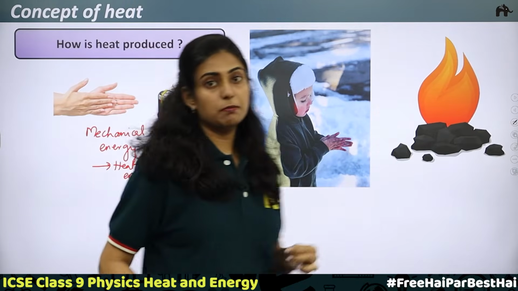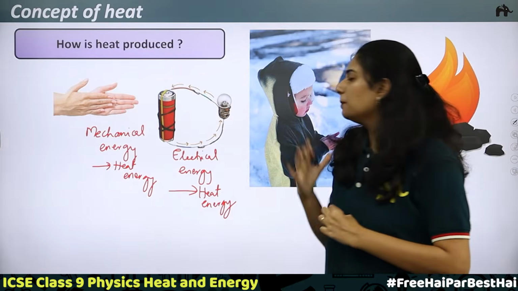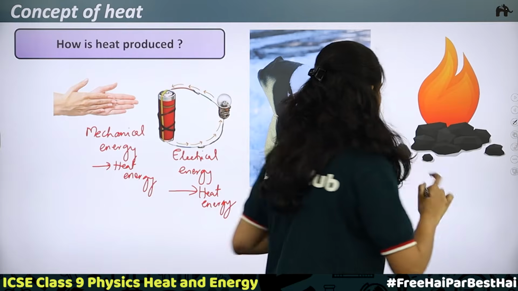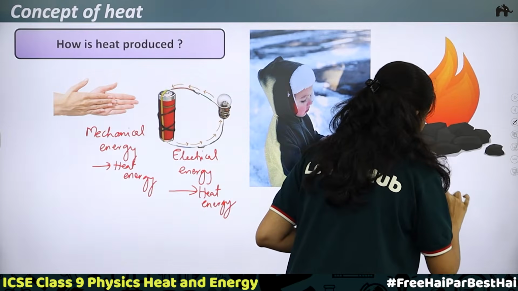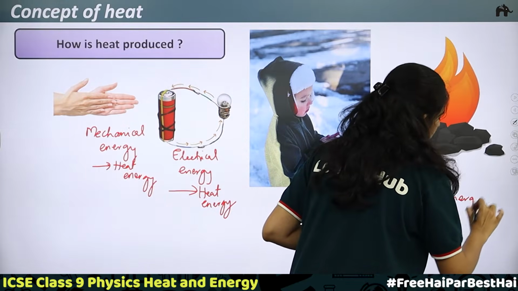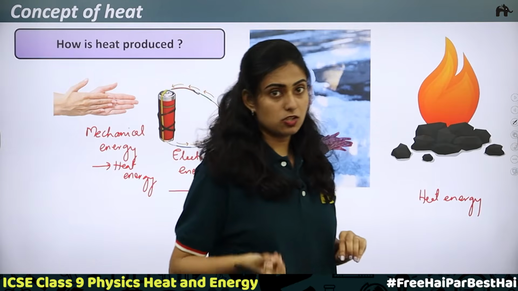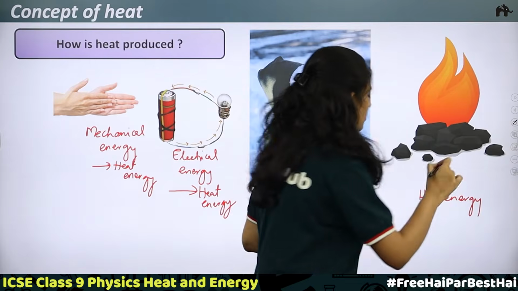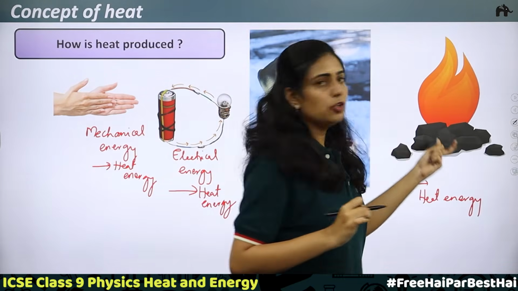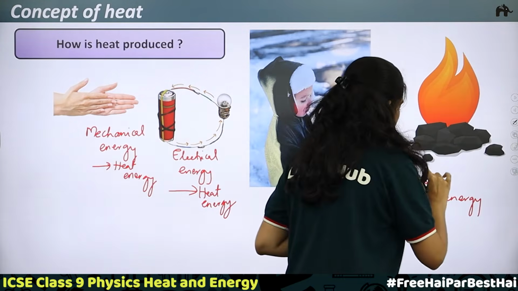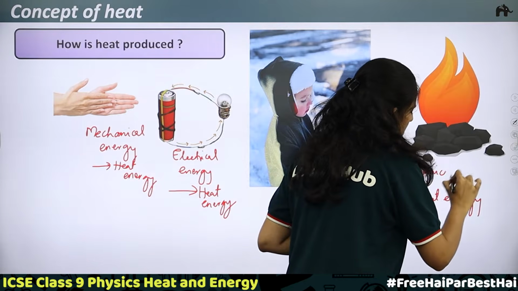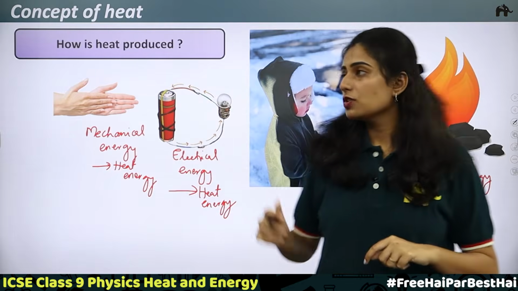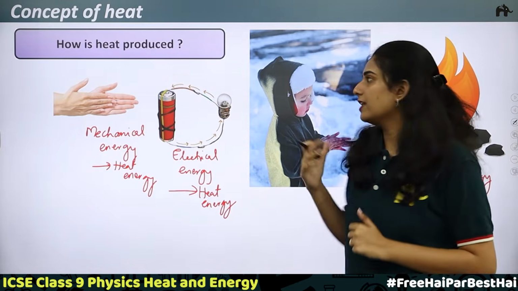What about this case? Burning a coal. When you burn a coal, what is happening? You can feel heat, right? So heat energy is produced. From where is heat energy produced? We know energy can neither be created nor be destroyed, but can only be transformed from one form to another. This is law of conservation of energy. So where do we get this heat energy? When you burn a coal, there is chemical energy. So here chemical energy is getting converted into heat energy. This is how heat is produced in different instances.